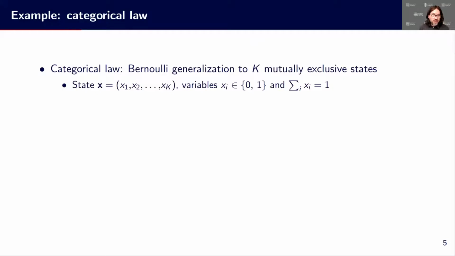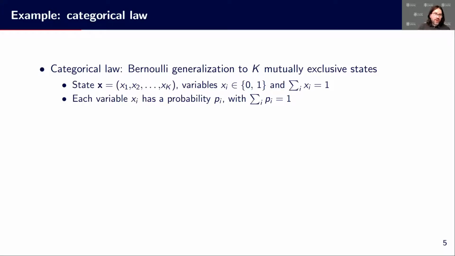We get into another example, which is the categorical law. Basically, it is the generalization of Bernoulli to k mutually exclusive states. So we can say k different classes. Then we have, as a state, x1 up to xk. So we have the variables x_i, each in {0, 1}, and we are summing this to 1. Basically, it gives us a measurement that is a vector, a set of k values, but only one of these k values has a 1 and all the others have a 0.